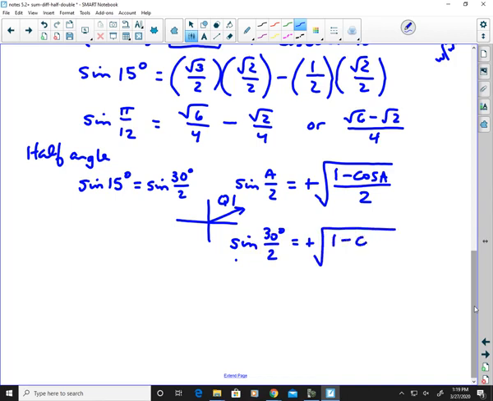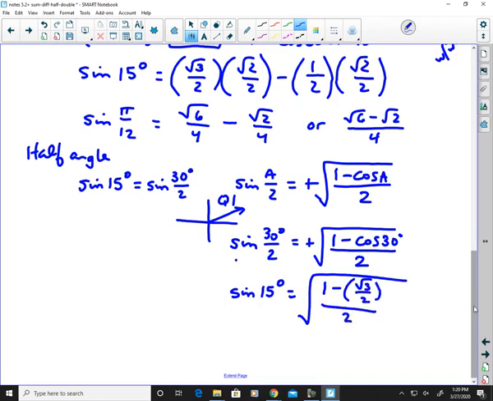1 minus cosine of 30 degrees over 2. And now the difficulty with this formula is you have to simplify everything under the radical before working with the radical. So I know that my sine of 15 degrees will be, let's find out what I have under my radical, 1 minus root 3 over 2, all divided by 2. Fractions can be difficult to simplify.